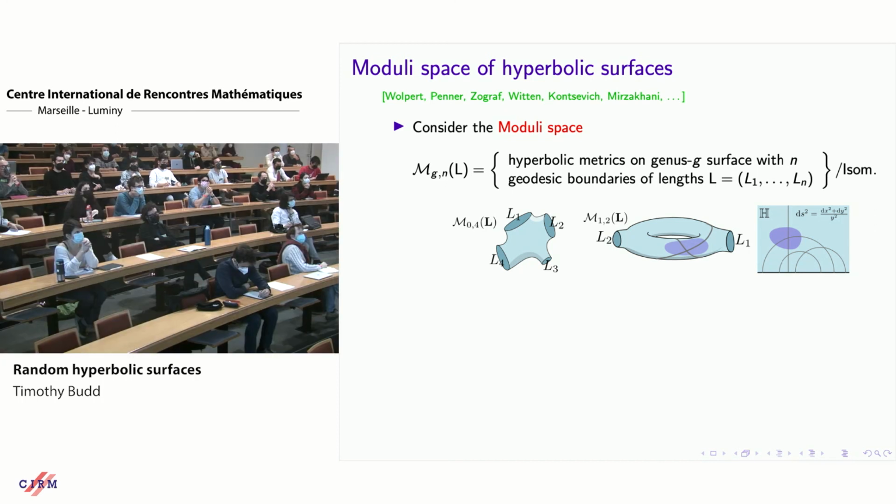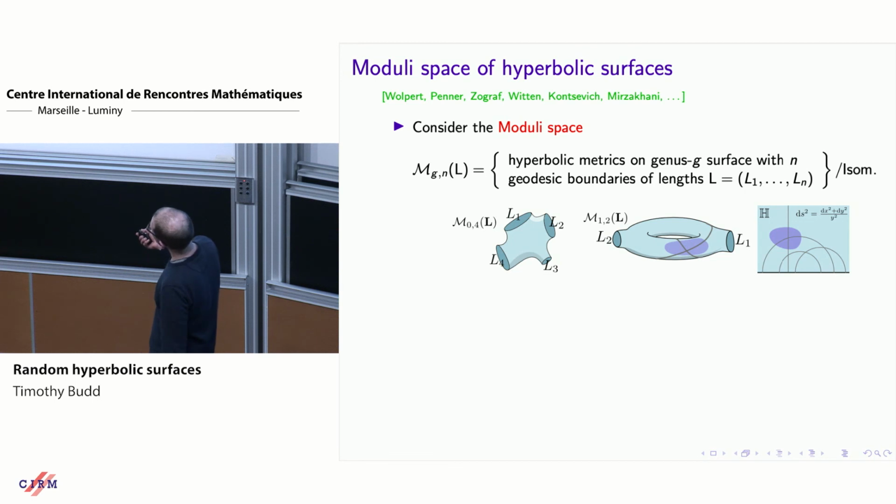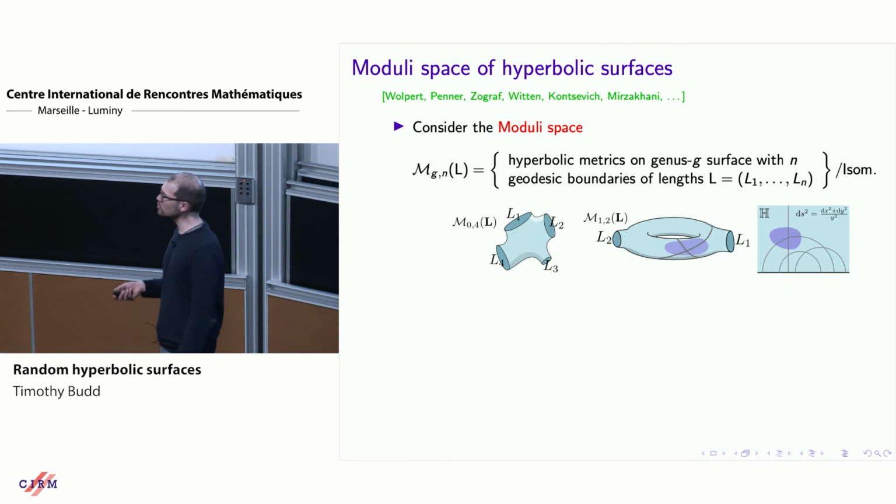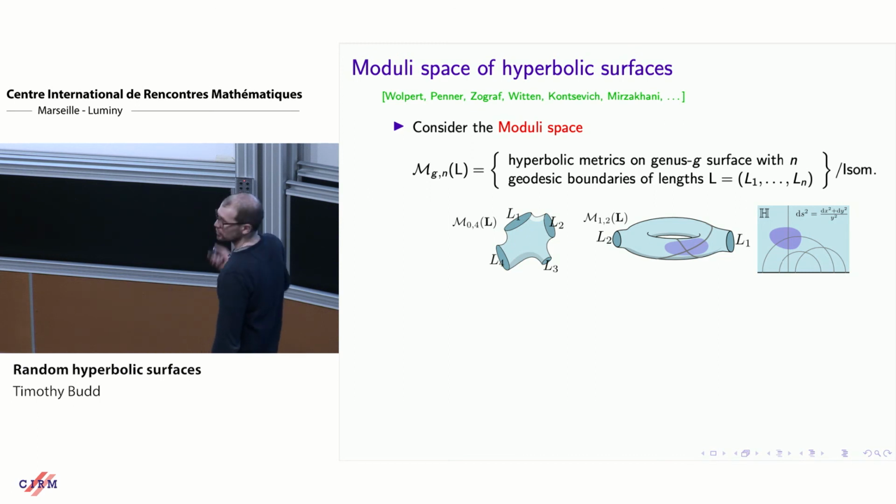So if we're studying general hyperbolic surfaces, we want to know something about the full space of hyperbolic metrics that one can put on a particular surface, say of fixed topology. So let's fix some genus g and a number of boundaries n, and look at the set of hyperbolic metrics on such a surface with the requirement that the n boundaries are geodesic. And we put in some boundary conditions, namely a sequence of non-negative real numbers that specify the lengths of these boundaries. So let's call this space the moduli space of hyperbolic surfaces with prescribed boundary lengths. And these are viewed up to isometries.